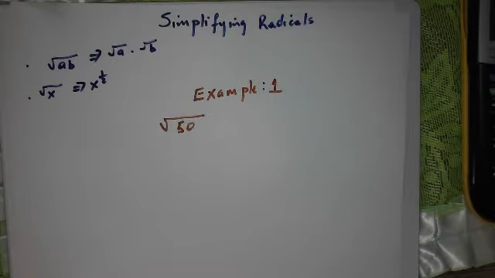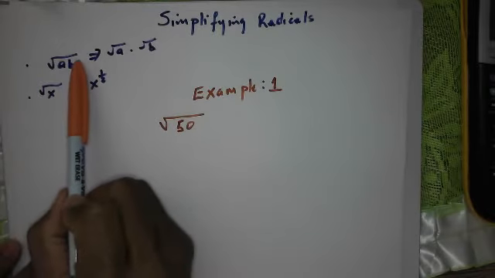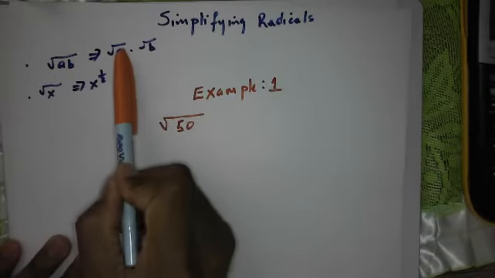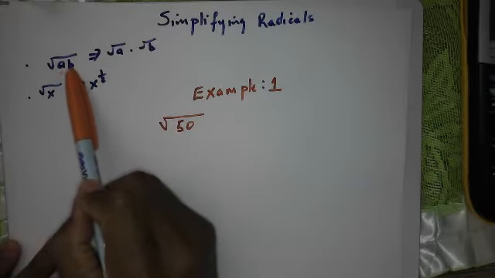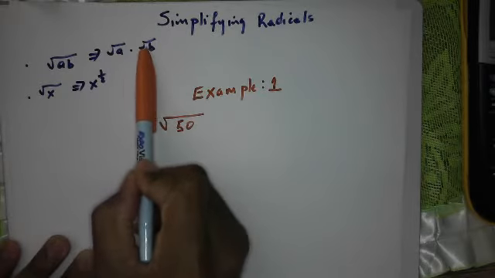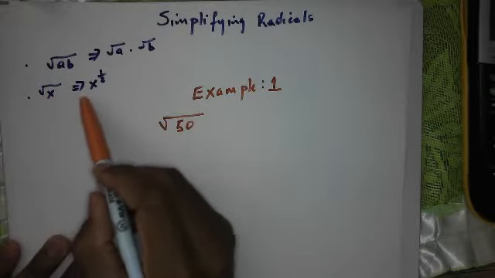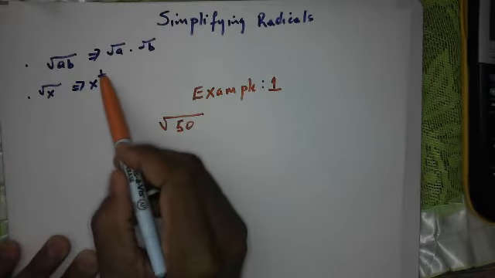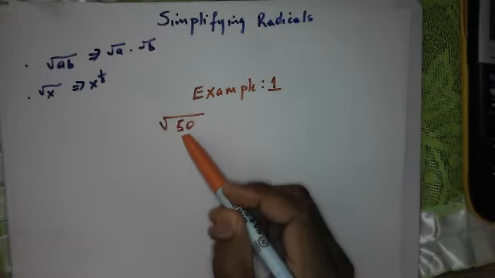This video is about simplifying radicals, but I want us to be reminded of two laws of radicals. The square root of AB is the same as taking the square root of the individual terms under the radical. So the square root of AB means the square root of A times the square root of B. Also, the square root of x is the same as x raised to the 1/2 exponent. Now we want to simplify the square root of 50.